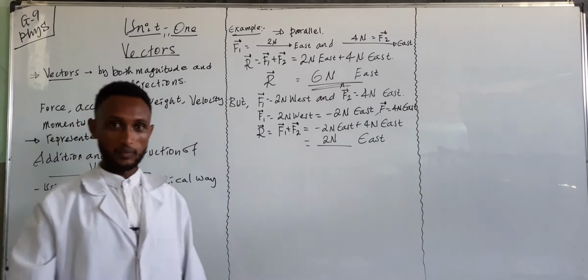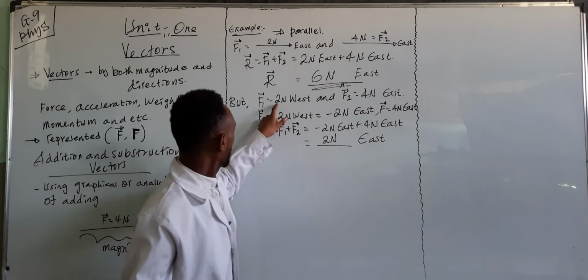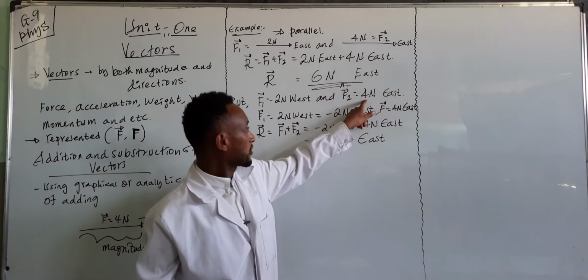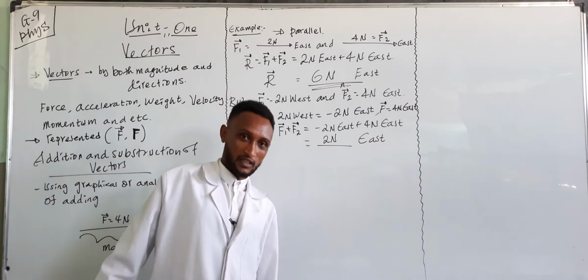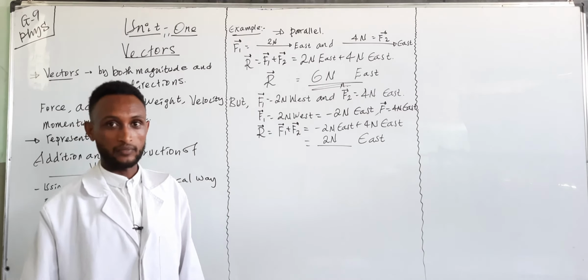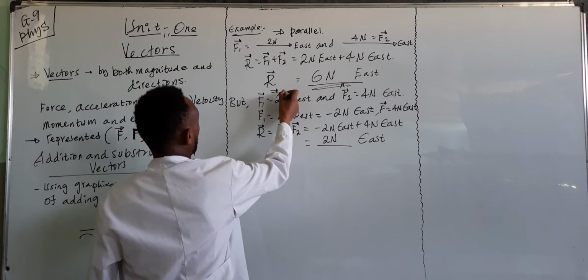If two vectors are parallel to each other. In the second example, this one is 2 Newton in west direction and this one is 4 Newton in east direction. Since their directions are opposite, they are anti-parallel to each other. Here, two vectors are anti-parallel.